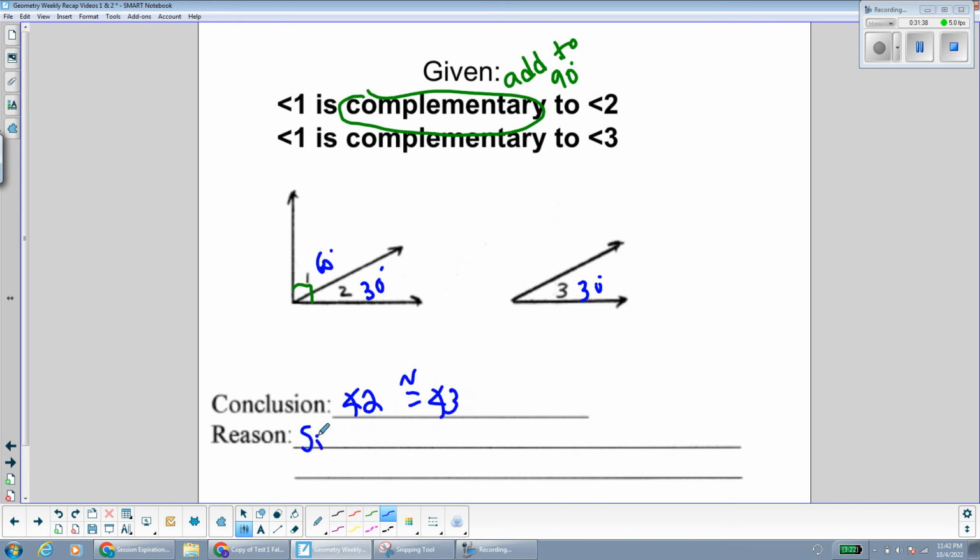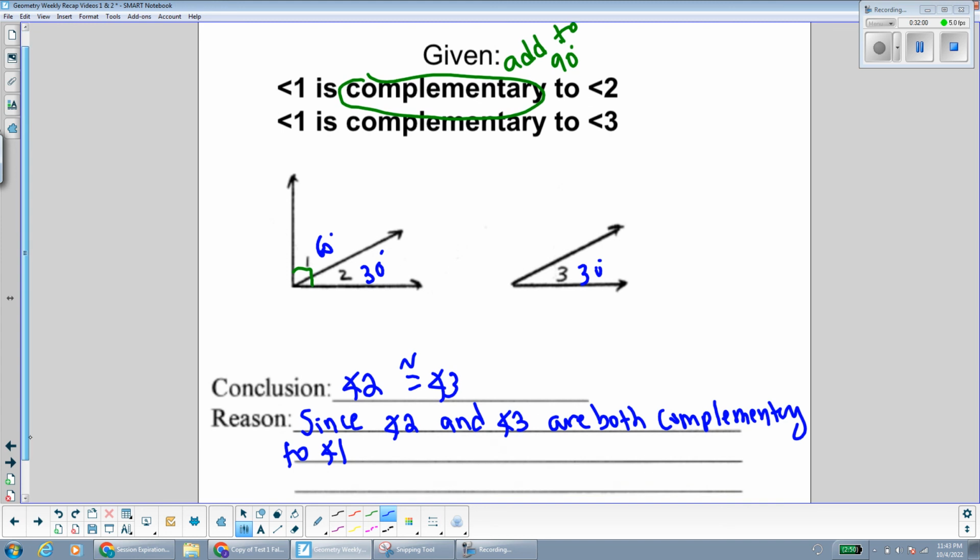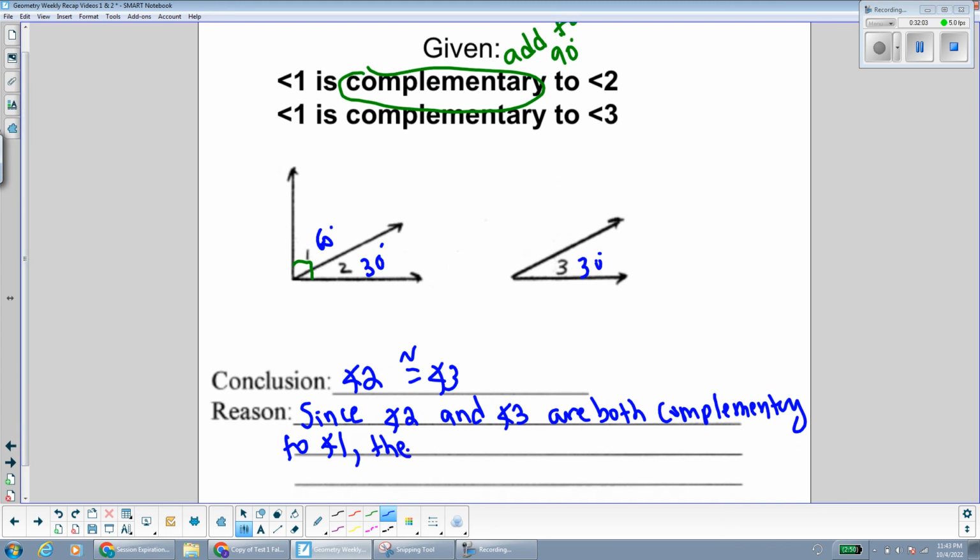And I'm going to write down our reasons. Since angle 2 and angle 3 are both complementary to angle 1, they need to be the same in order to make 90 degrees with angle 1.